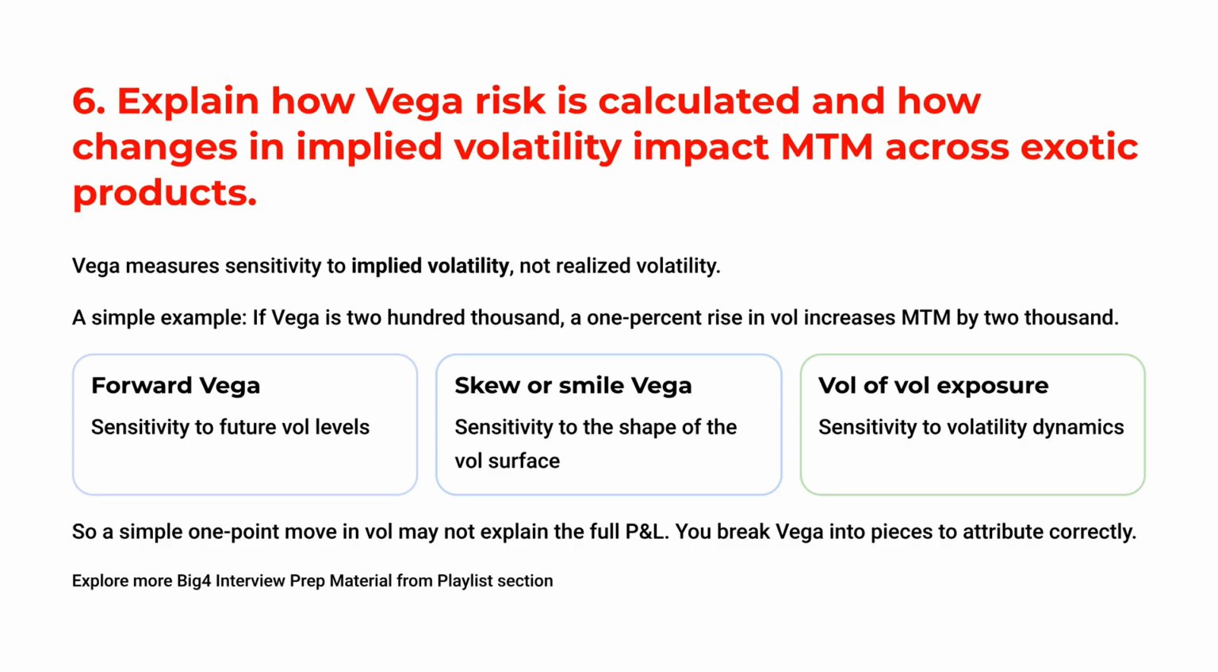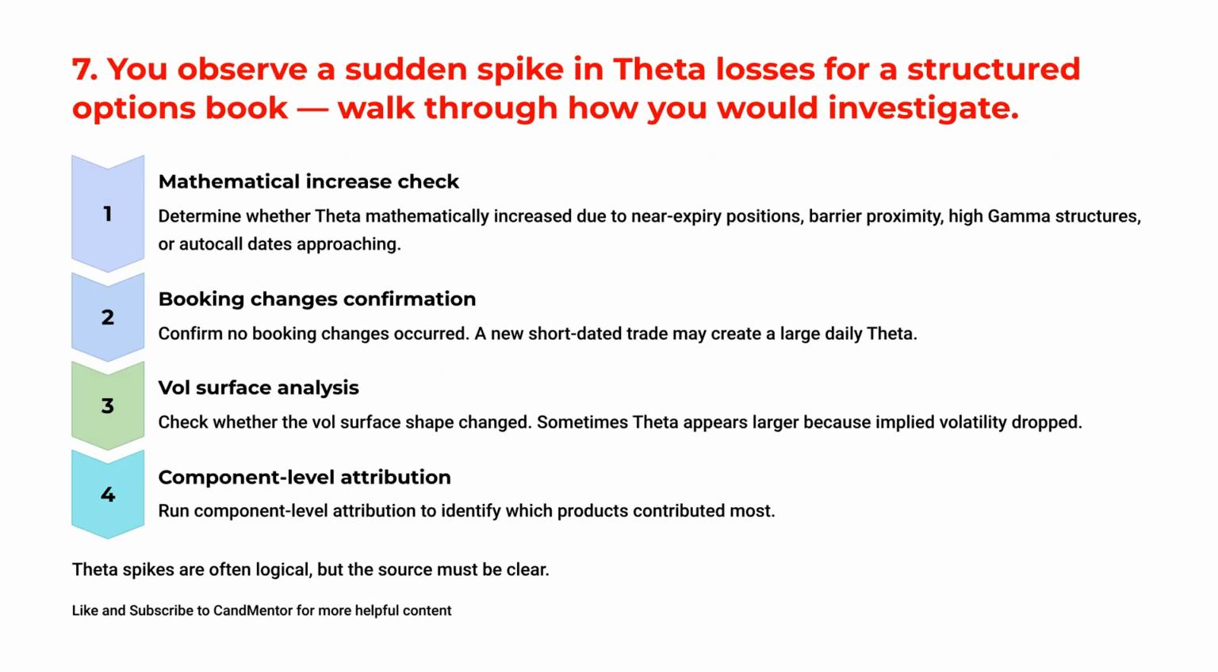vol surface, vol of vol exposure, sensitivity to volatility dynamics. So a simple 1-point move in vol may not explain the full P&L. You break Vega into pieces to attribute correctly. You observe a sudden spike in Theta losses for a structured options book.